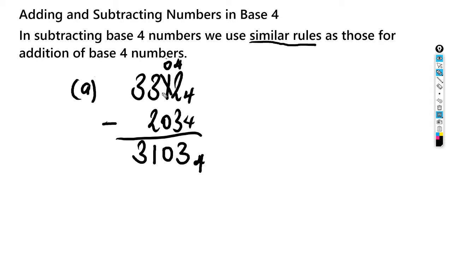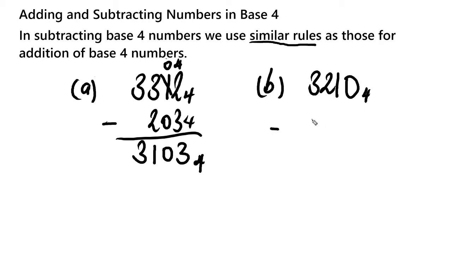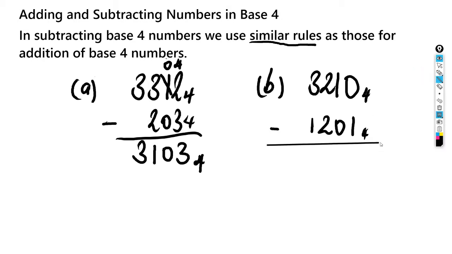So when you break the 1 out of the place value, you're going to get 4 over here, because it takes 4 of these in this line to make 1 of these in the other. All right, so let's look at another example. Let's say we have 3210 in base 4 minus 1201 in base 4. Okay.